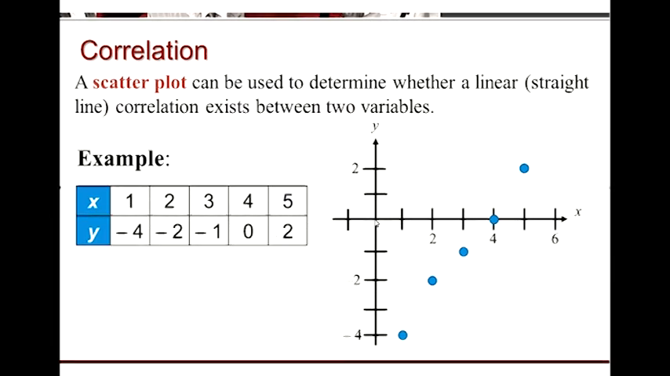like you did back in algebra. X is 1, y is -4. Means we go over 1 and down 4, so this first point corresponds to 1, -4. 2, -2 would be over 2 and down 2, so that's this point.